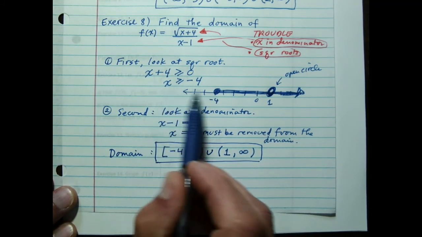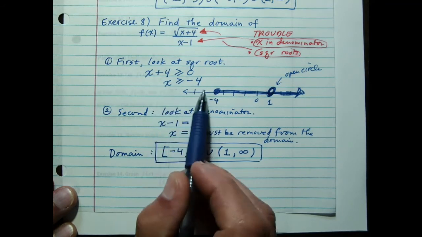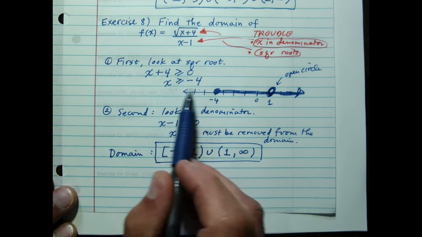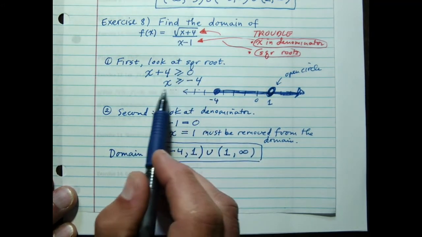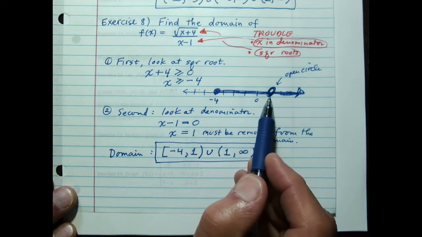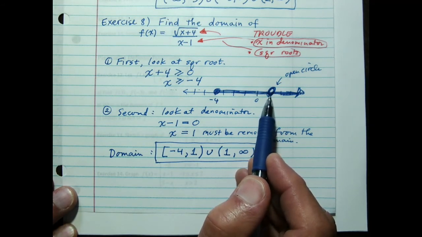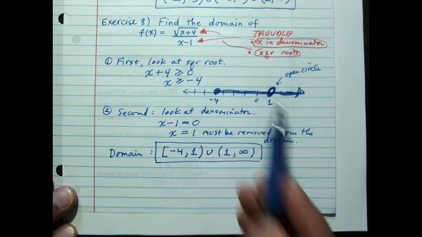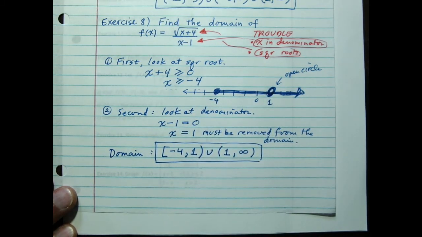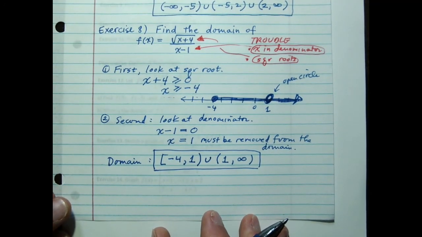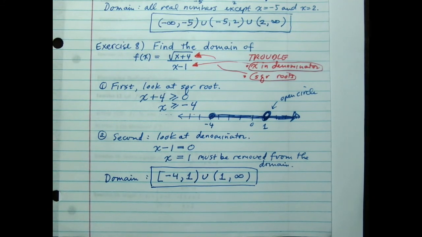X values less than -4 way over here, the trouble they cause is they would give me a square root of a negative, which we can't do. The trouble that 1 causes, it's not the square root problem, it would make the denominator 0. So there's two kinds of trouble, and we've eliminated any number that causes either one of those two kinds of trouble. So there's exercise 8, and we'll finish these up in a next segment.